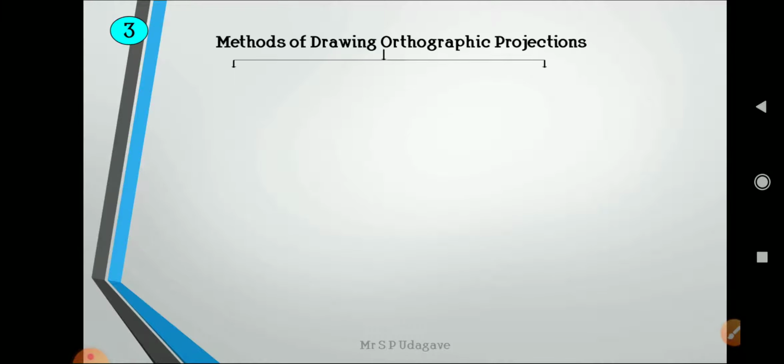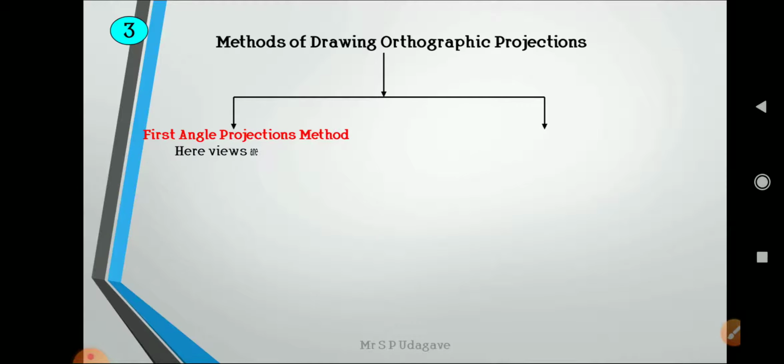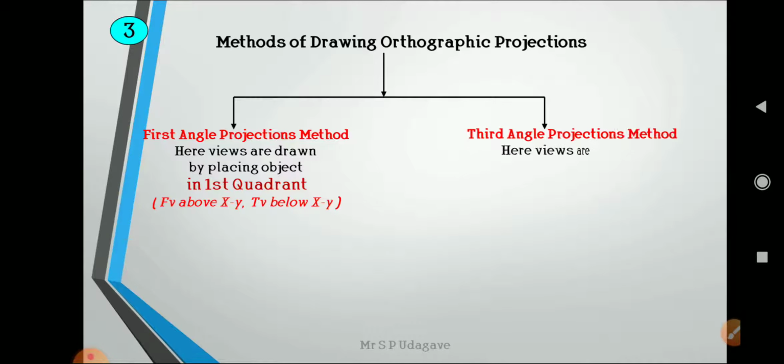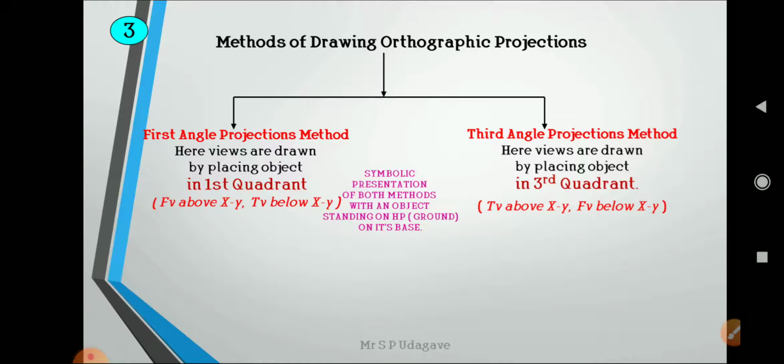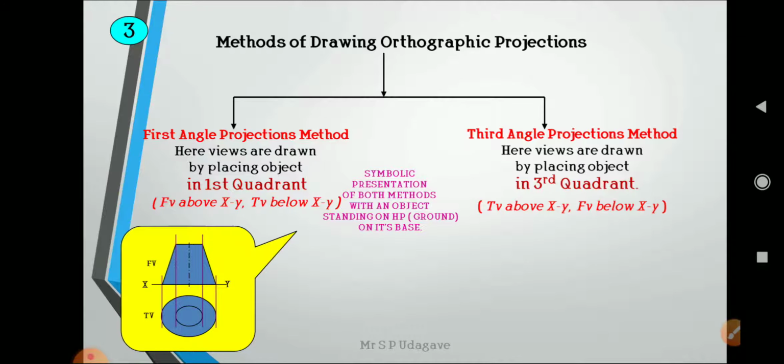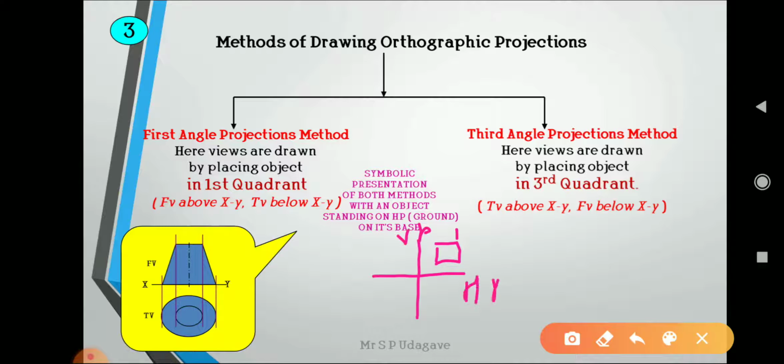Third, the methods of drawing orthographic projections: the first angle projection method and the third angle projection method. Here the views are drawn by placing the object in the first quadrant. You can see in the figure, this is the first quadrant, and we can place the object. This is the VP, this is the HP. So you can see the front view, which is above the XY line. This is the point.